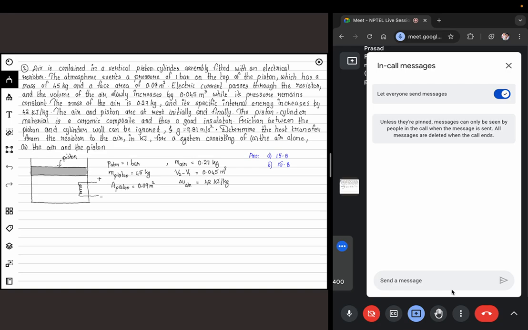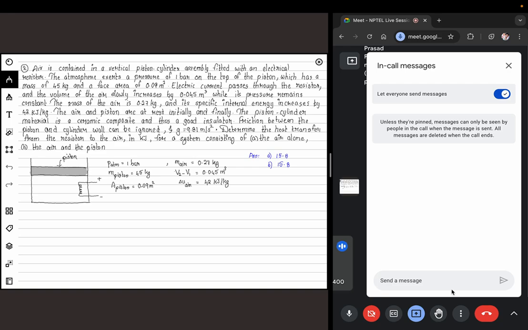So let's see this. The air is contained in this vertical piston cylinder fitted with an electrical resistor. This electrical resistor is heating the air inside this container. The atmosphere exerts a pressure of 1 bar on the top of the piston, which has a mass of 45 kg. So the piston also has a certain mass and a face area of 0.09 square meter.